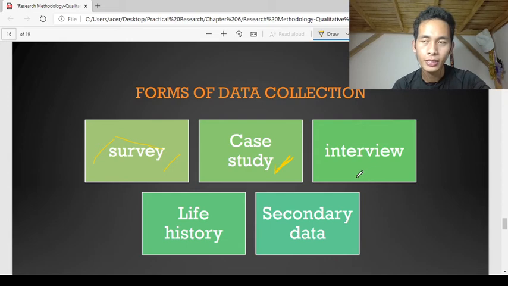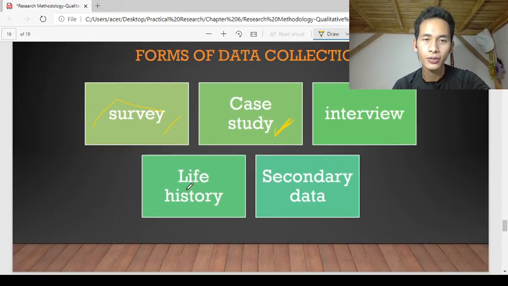Next is interview, in-depth interview or structured interview. Data are gathered in qualitative research through interview of the respondents. So usually in qualitative research, the respondents are few. So it is not necessary in qualitative research to have many respondents. It is better if there are many but it is not necessary. There are some qualitative research wherein there are only 4, only 6 or 10 respondents.